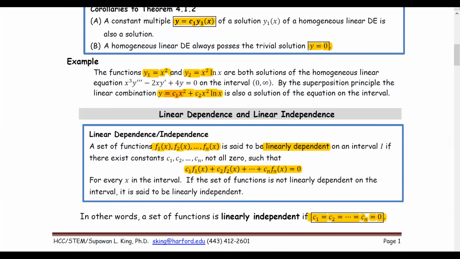Linear dependence and linear independence. A set of functions f1, f2, all the way to fn is said to be linearly dependent on an interval I if there exist constants c1, c2, all the way to cn, not all 0, such that c1 f1 plus c2 f2 all the way to cn fn equals 0 for every x in the interval. If the set of functions is not linearly dependent on the interval, it is said to be linearly independent.